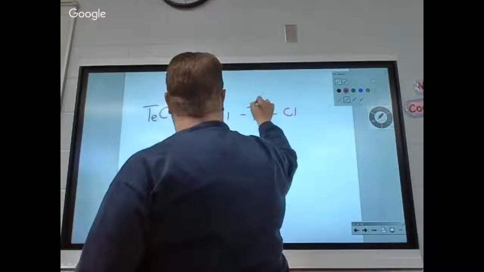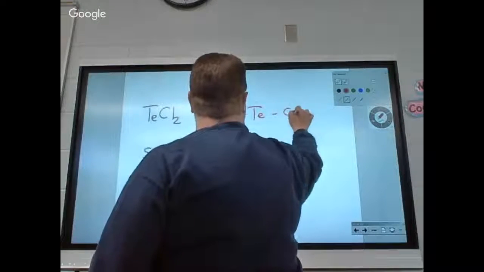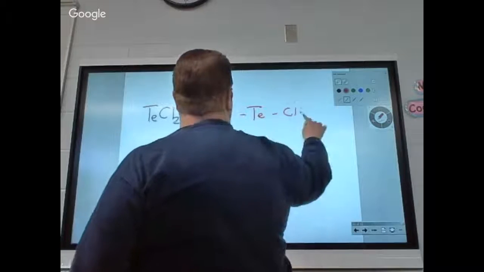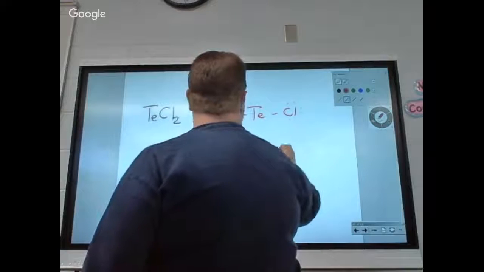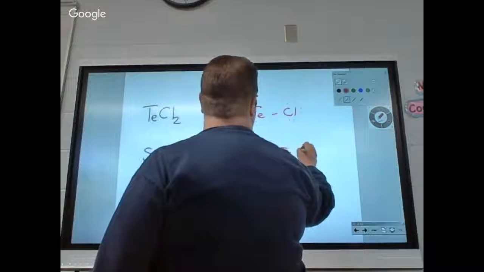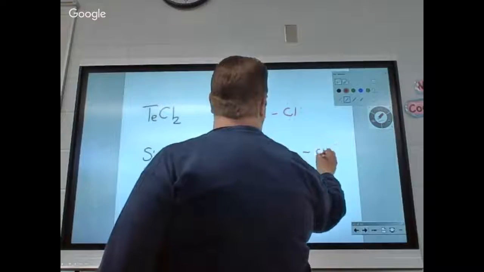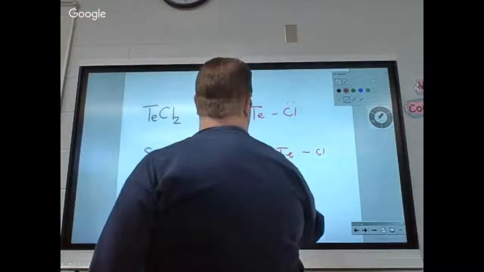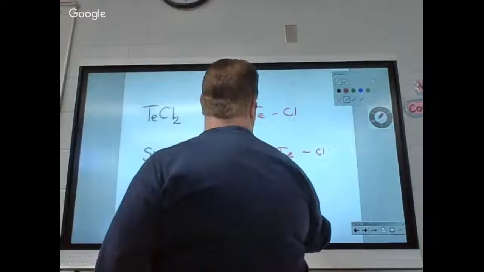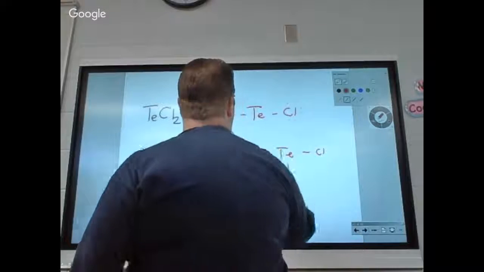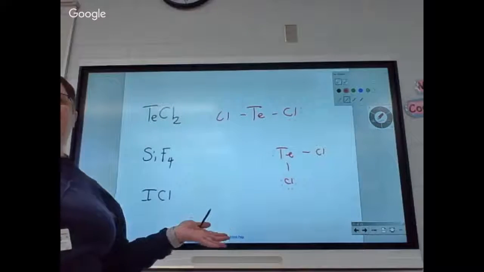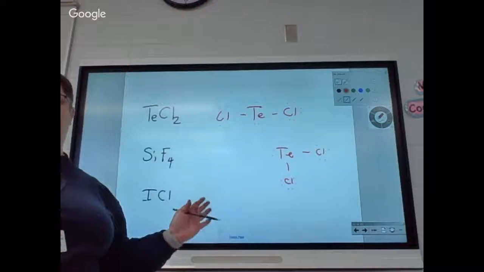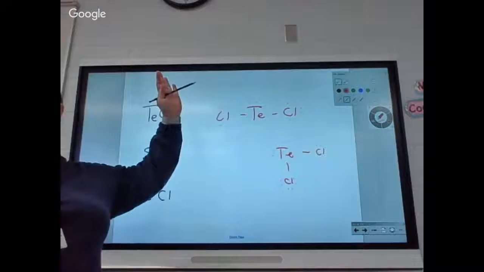20. 20 is correct. I didn't do mine like that. Do you have to have it in a straight line? No. You could have it where you had TeCl bent in an L shape. It does not have to be in a straight line. It doesn't even have to be bent that way. It could be bent in a different L shape. You can have it flipped up or flipped to the side.